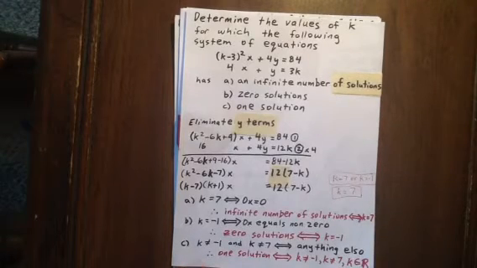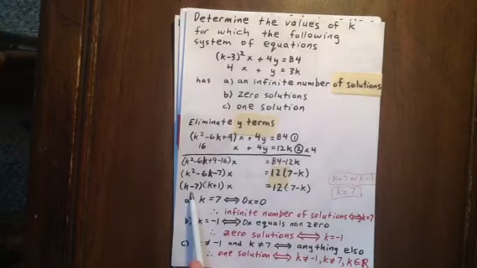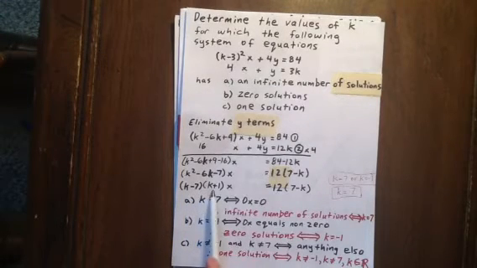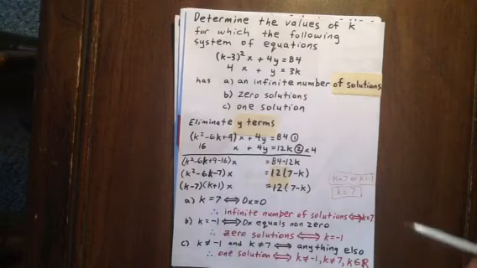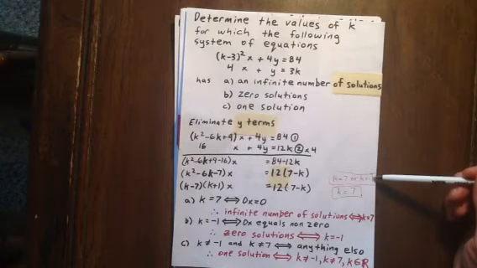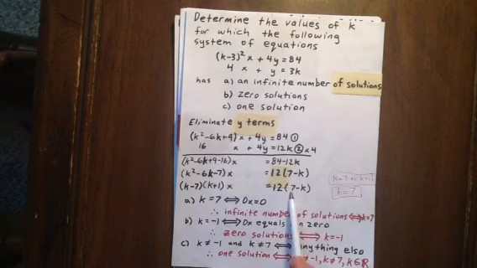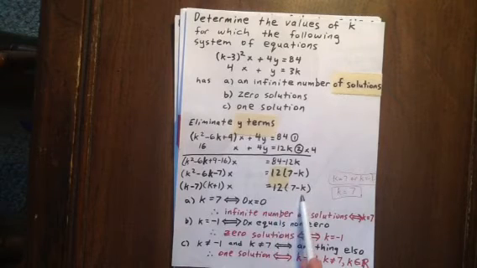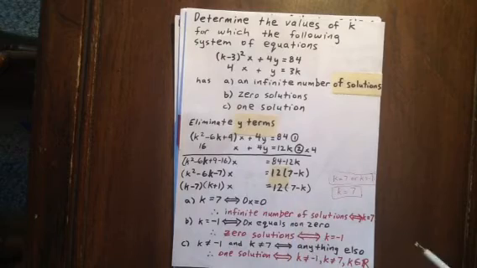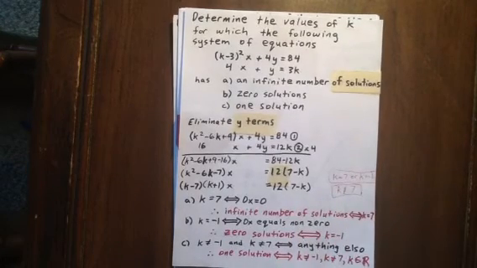Well, what if there are no solutions? No solutions would be 0x plus 0y equaling a non-zero number. In order for that to occur, we need k minus 7 times k plus 1 to equal 0. If k minus 7 times k plus 1 equals 0, then either k equals 7 or k equals negative 1. Okay, great. If this expression does not equal 0, then that means k does not equal 7.